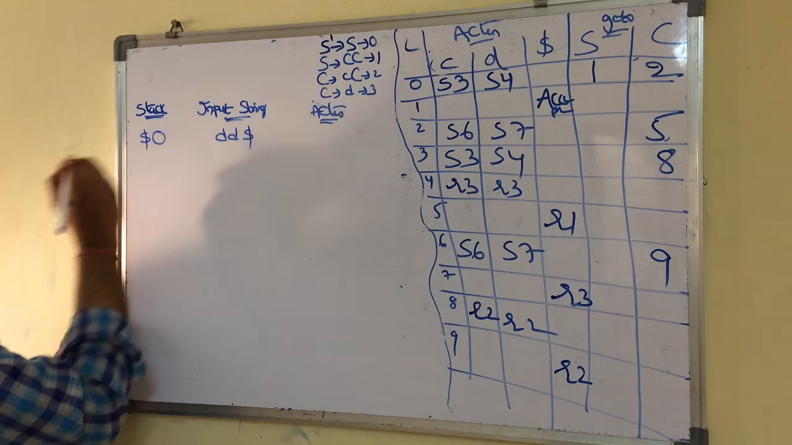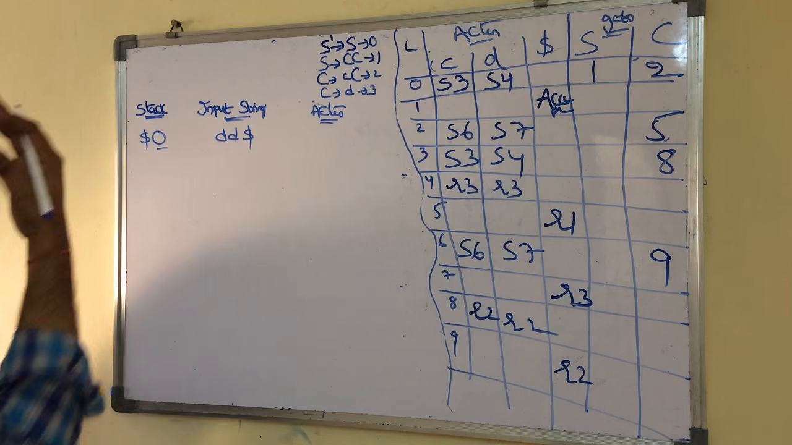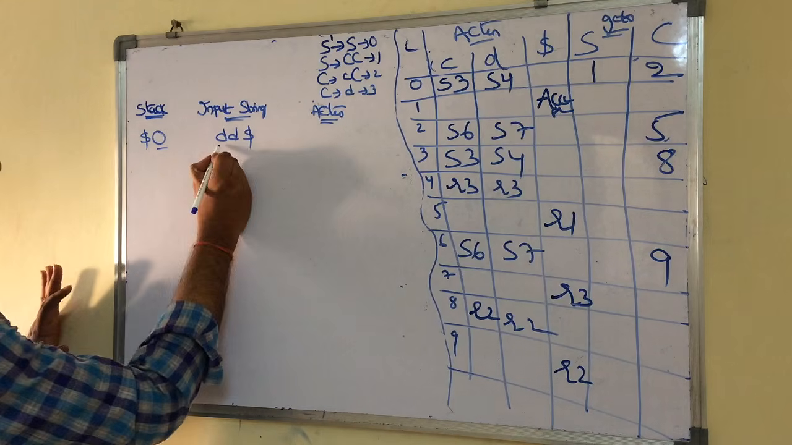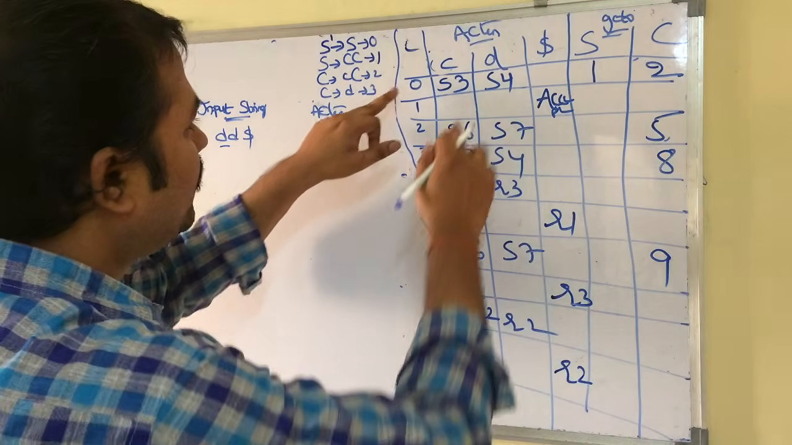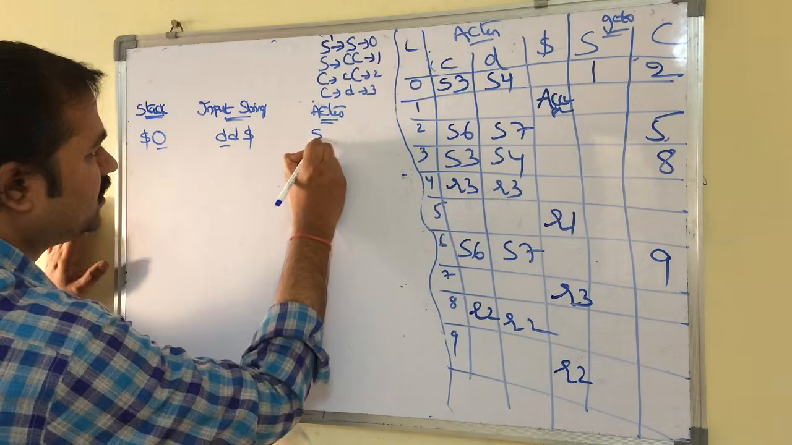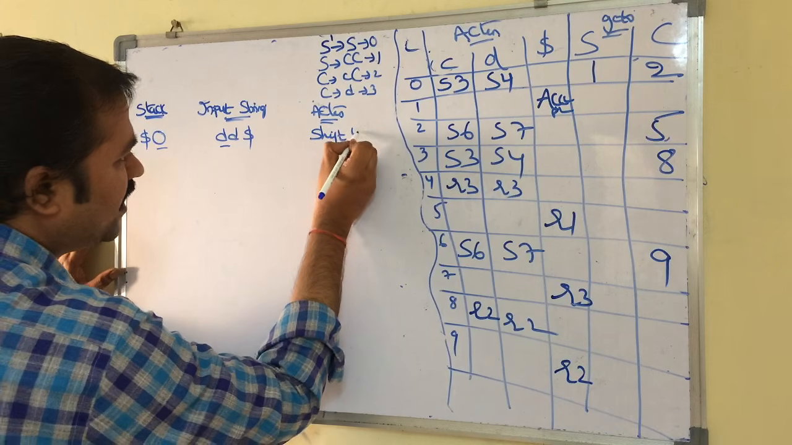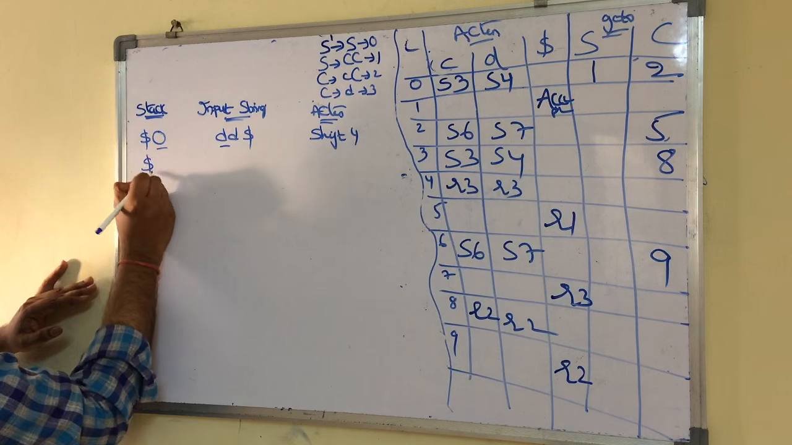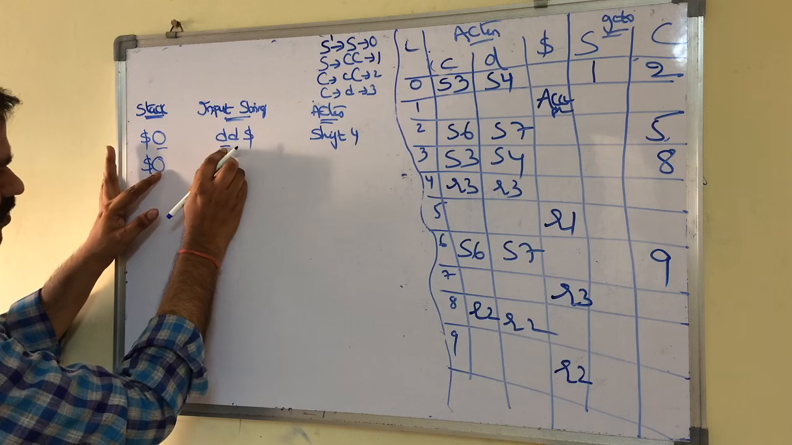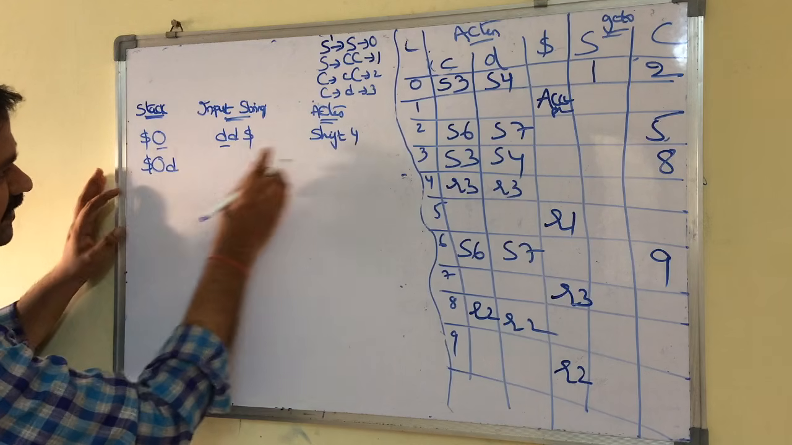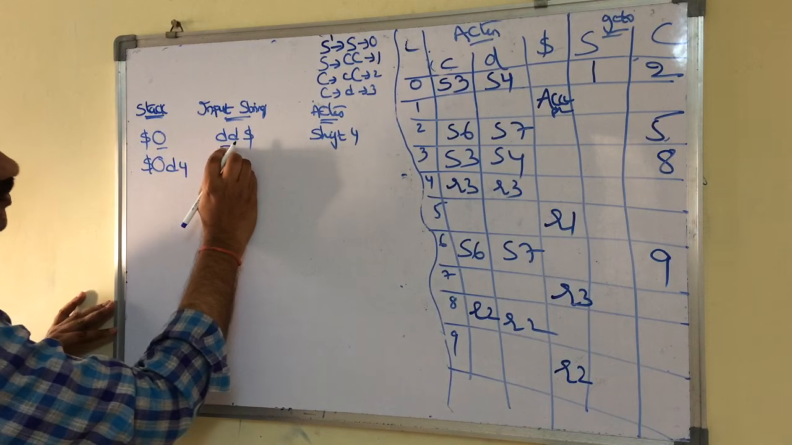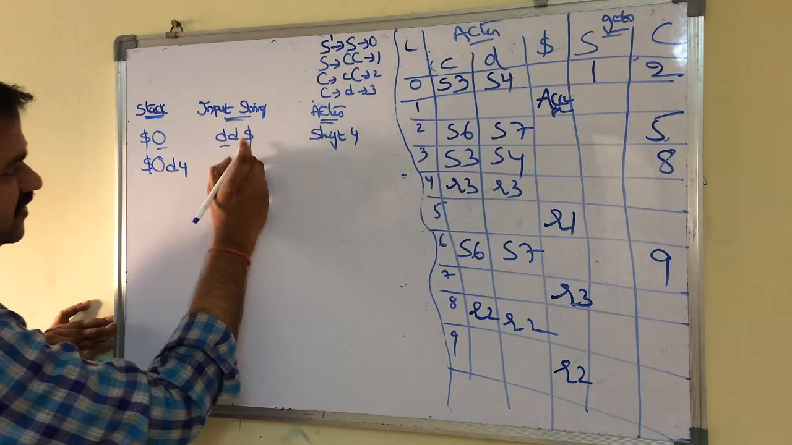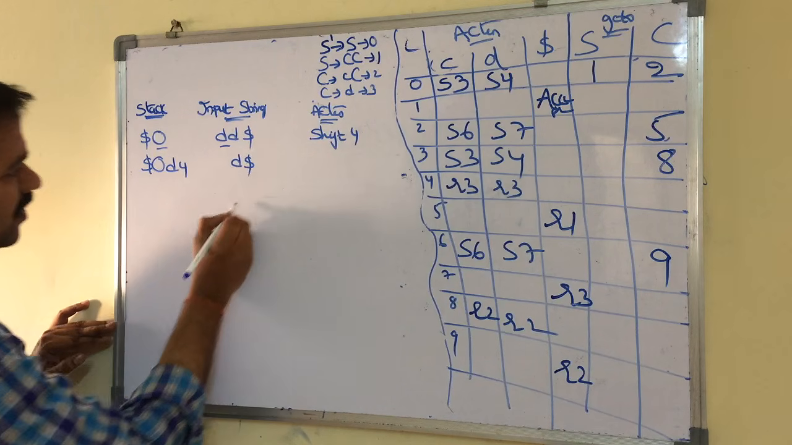Initially 0 is pushed onto the stack. So 0 is the stack's topmost symbol, and D is the current input symbol. So 0 on D means, what is it? S4, so shift 4. While performing the shifting, first we have to shift the input symbol. What is the input symbol? D. Next, shift the state number. Here the state number is 4. So D is shifted onto the top of the stack, and the remaining input string is D dollar.